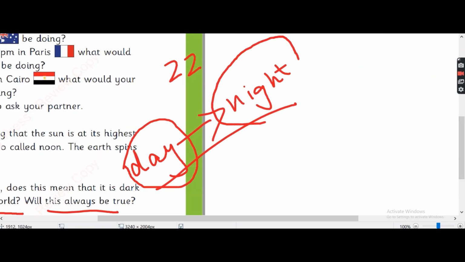ऐसा नहीं होगा कि आपके अलावा सारी countries का night time हो, ठीक है? जैसे India is right next to Pakistan. So if you are having daytime, India would also be having daytime.